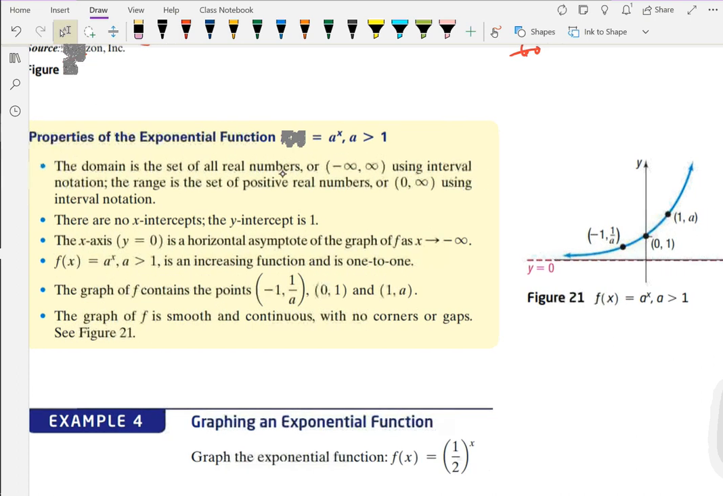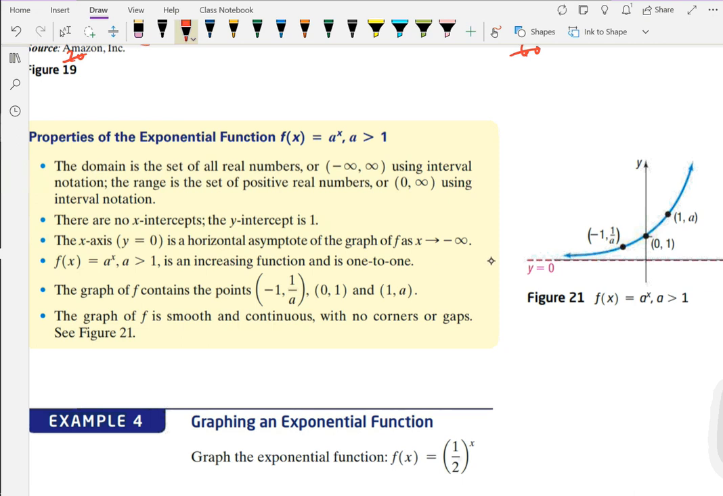So the domain is the set of all real numbers from -infinity to infinity, and the range is the set of all numbers from 0 to infinity, because we do have this horizontal asymptote listed down here. The x-axis is the horizontal asymptote. So as x approaches -infinity, this graph is going towards 0. As we go to the left, it goes towards 0.